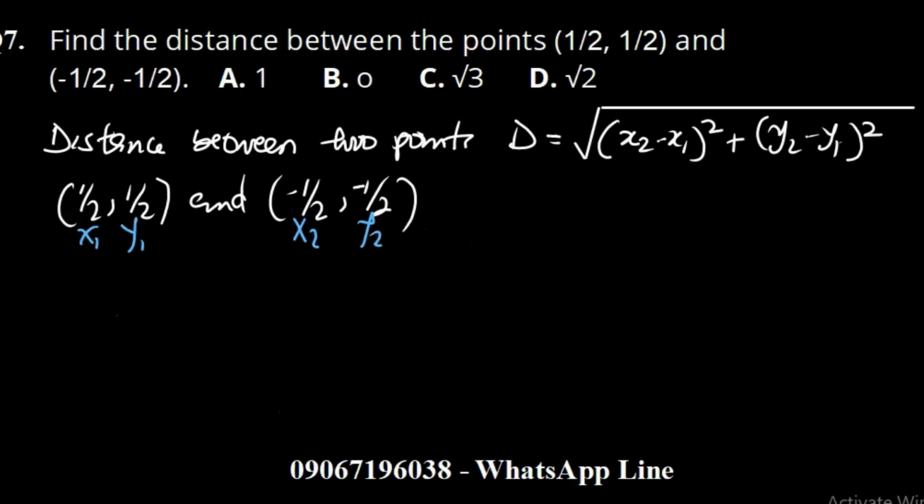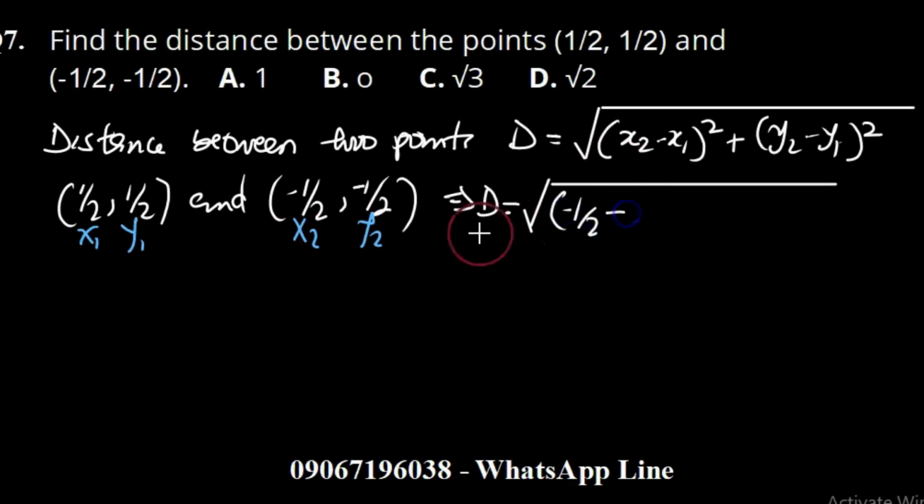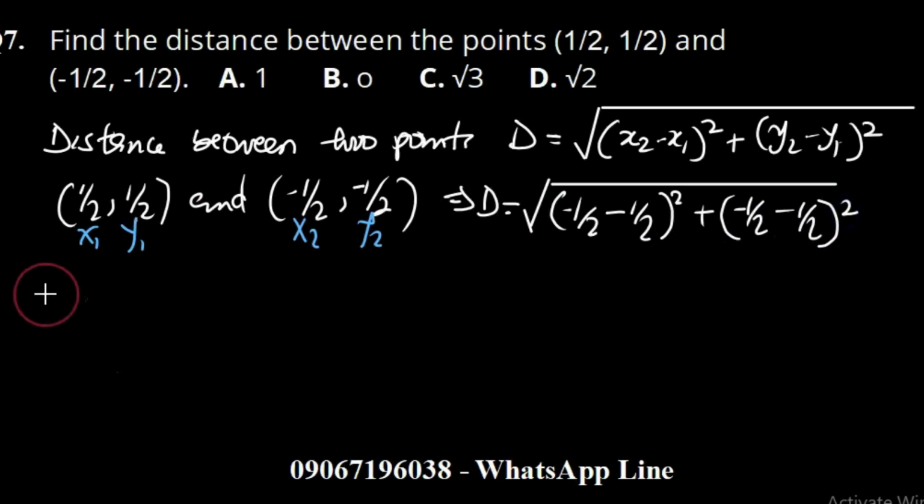This is going to give us that d is equal to the square root of, so we're going to plug that in: x2 is minus 1/2 minus x1 is 1/2 whole squared, plus y2 is minus 1/2 minus y1 is 1/2 all squared. All right, so d is equal to the square root of minus 1/2 minus 1/2.